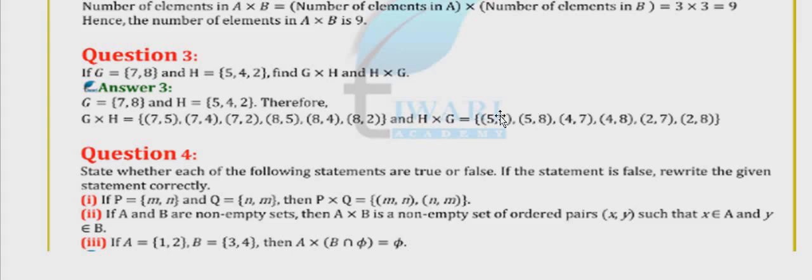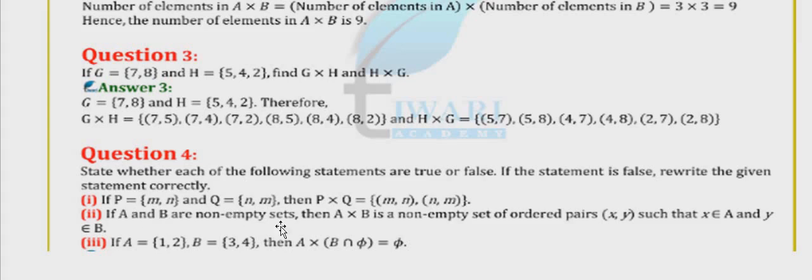State whether each of the following statements is true or false. This statement is false, right? Rewrite it again. If I say P is {m, n} and Q is {n, m}, what will be P cross Q? (m,n), (m,m), (n,n), (n,m). Where is it written? This. So that means this is wrong, and we have told you the right answer.